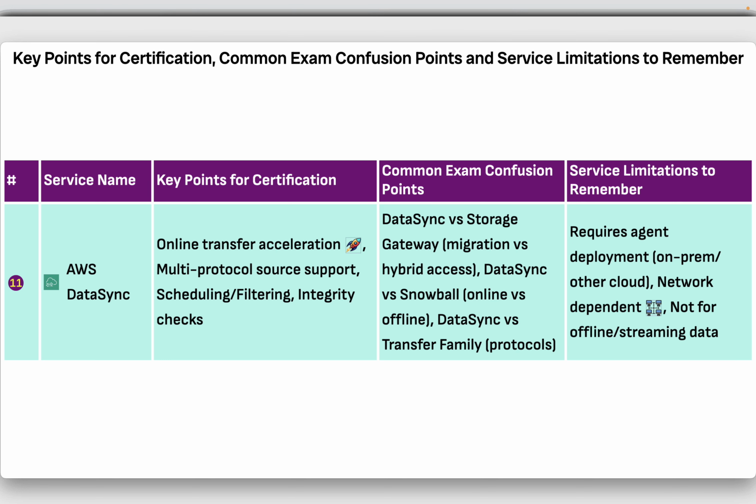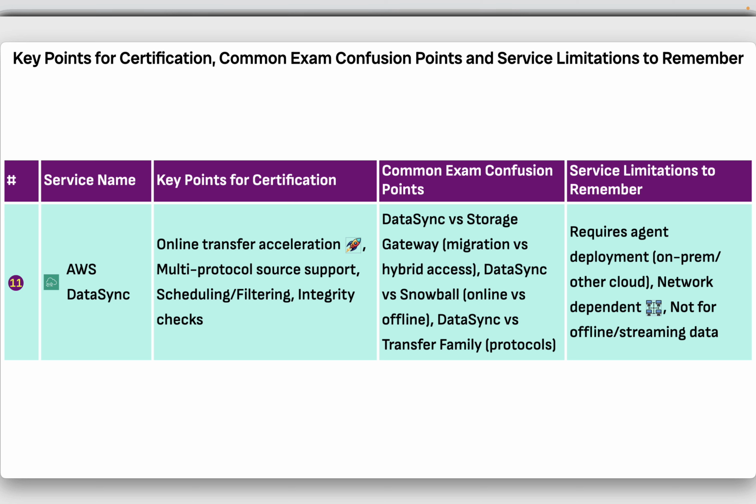Next, AWS DataSync. Key points are online transfer acceleration, multi-protocol source support. It offers scheduling and filtering and integrity checks. Confusion can be over DataSync versus Storage Gateway. One, this is migration, and Storage Gateway is hybrid access. So this is the main difference between these two services.